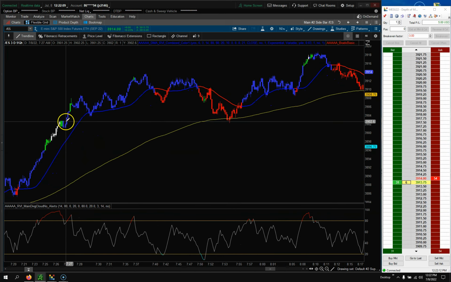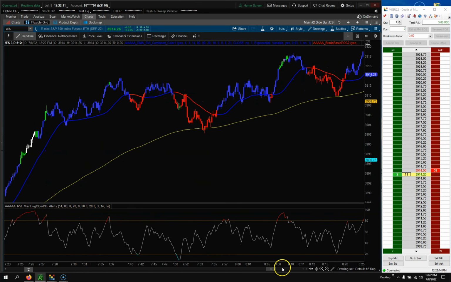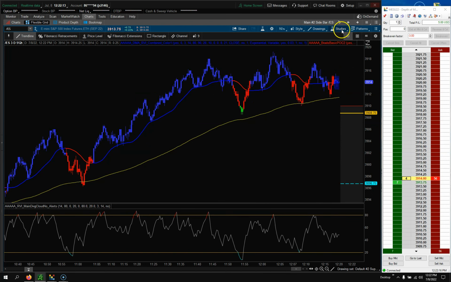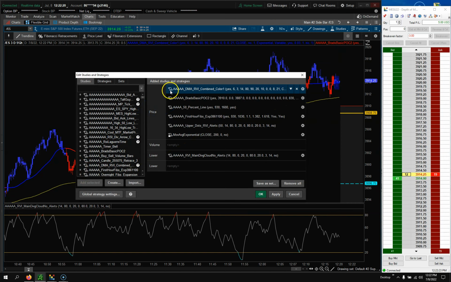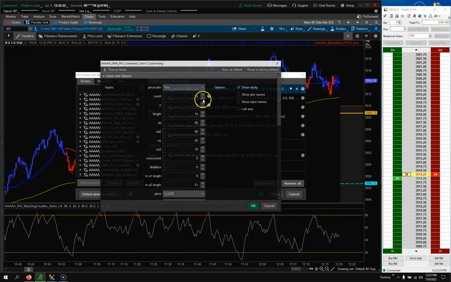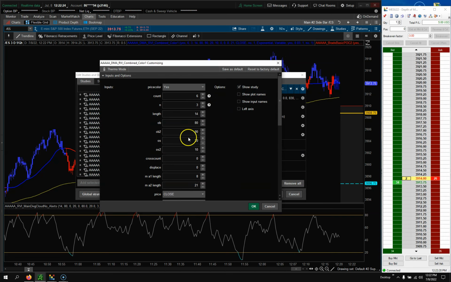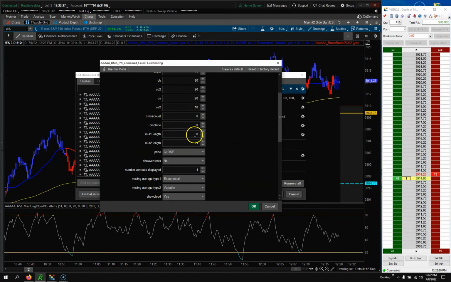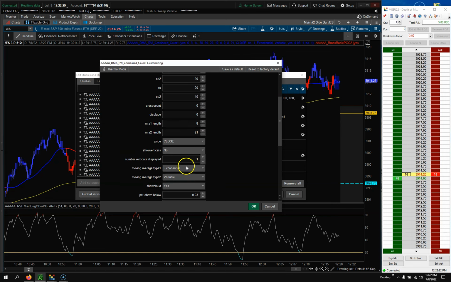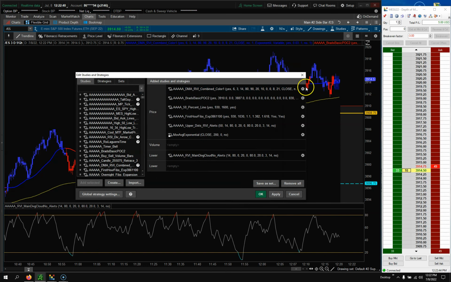But that's a brief description of that, so let's jump into what the settings are and how it works. Essentially, this is an 8/21 DMA. They're just moving average lines. It's an 8 period with a 21. The 8 is an exponential moving average, and the 21 is actually a variable. And I use this on the 512 tick chart.